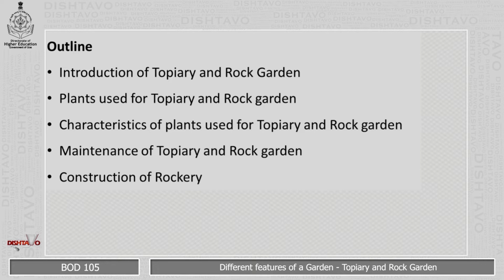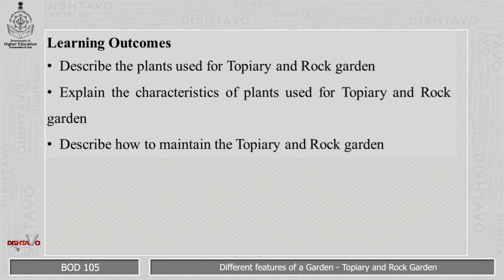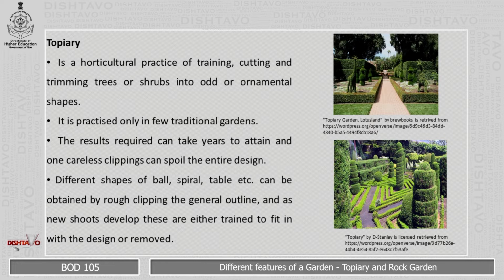Outline: Introduction of Topiary and Rock Garden, plants used for Topiary and Rock Garden, characteristics of plants used for Topiary and Rock Garden, maintenance of Topiary and Rock Garden, and finally construction of rockery. Learning outcomes. At the end of this module, the students will be able to describe the plants used for topiary and rock garden, explain the characteristics of plants used for topiary and rock garden, and describe how to maintain the topiary and rock garden. So first thing is topiary.